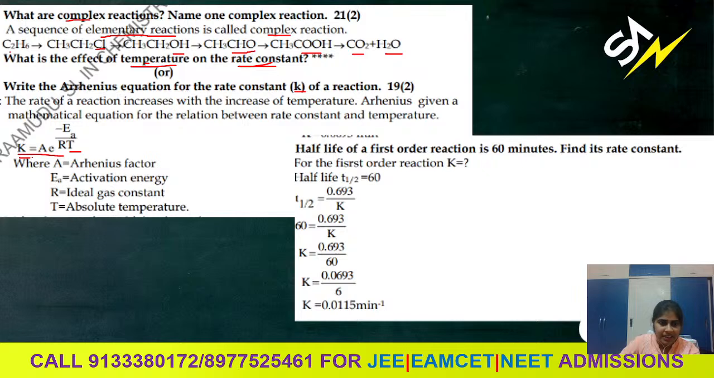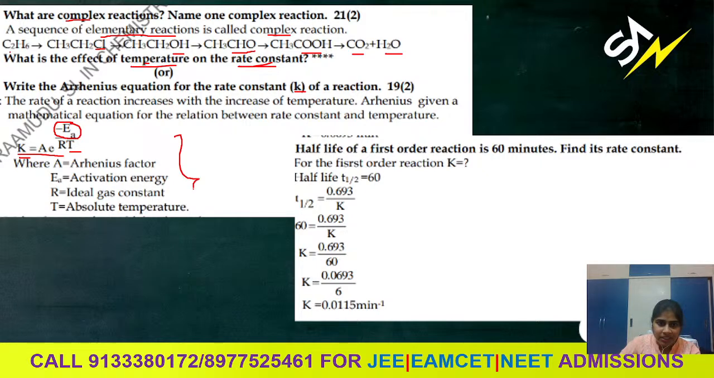Here K is the rate constant and A is the Arrhenius factor. In minus EA by RT, EA is the activation energy. This activation energy is the energy required for the colliding particles of the reactant molecules to form a good amount of product. R is the ideal gas constant and T is the absolute temperature. So this is about the Arrhenius equation.